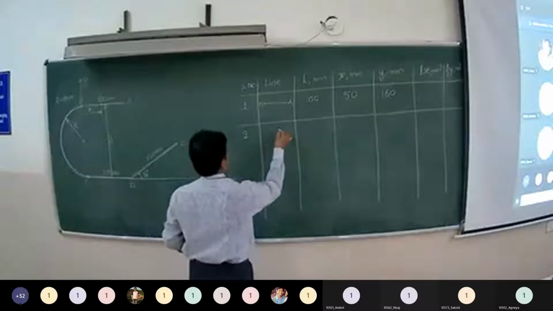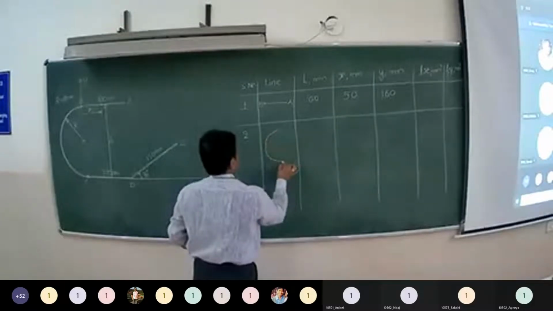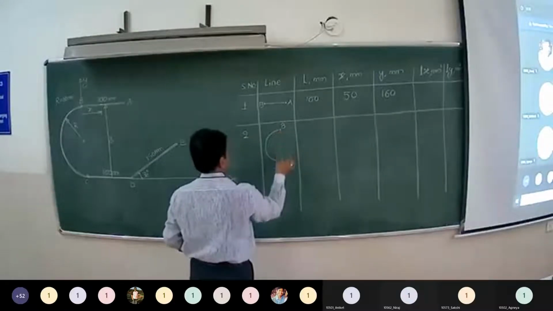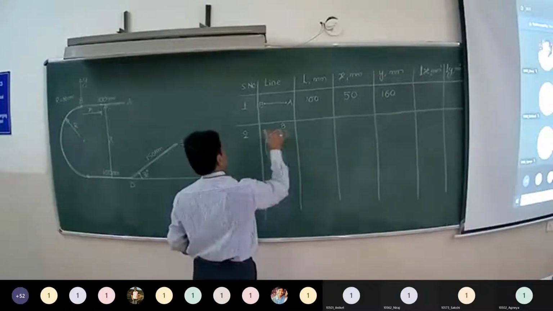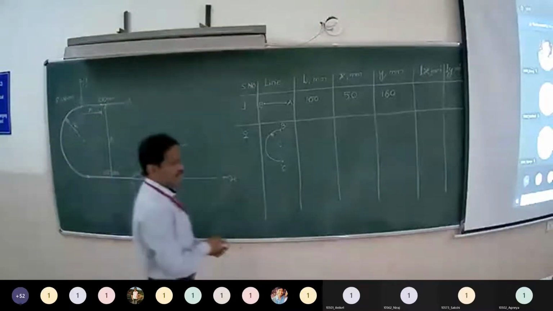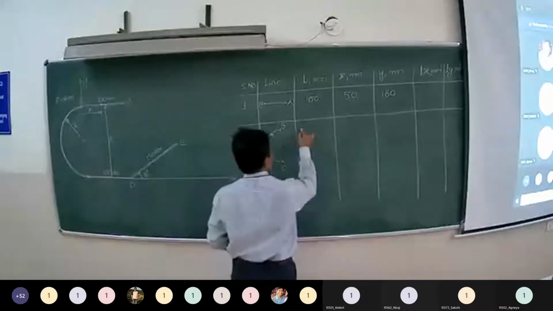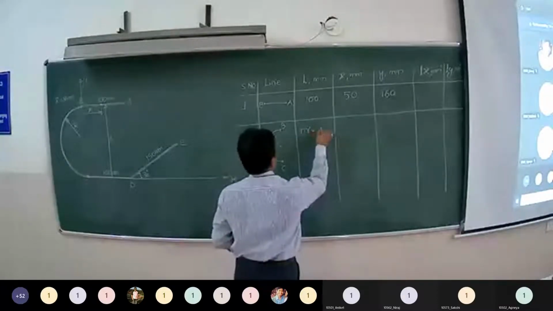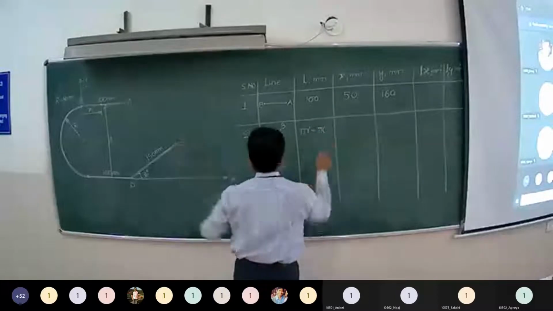Then the second part is semicircular arc BC. What is the length of the semicircular arc? Pi r. So it is pi into r, r is 80.